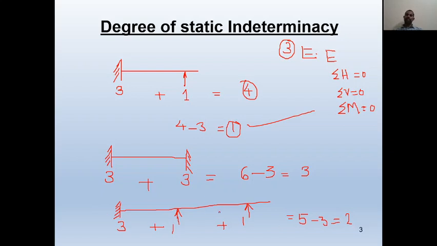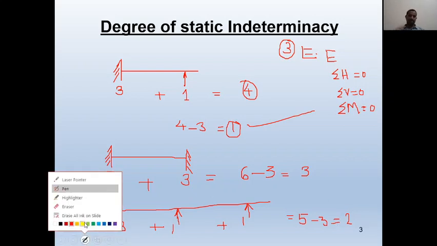All continuous beams cannot be of second degree. It depends on the number of supports. A continuous beam may have 3, 4, 5, n number of supports, so based on the number of supports, the degree of static indeterminacy varies. I think till now we have clearly understood what static indeterminacy is.